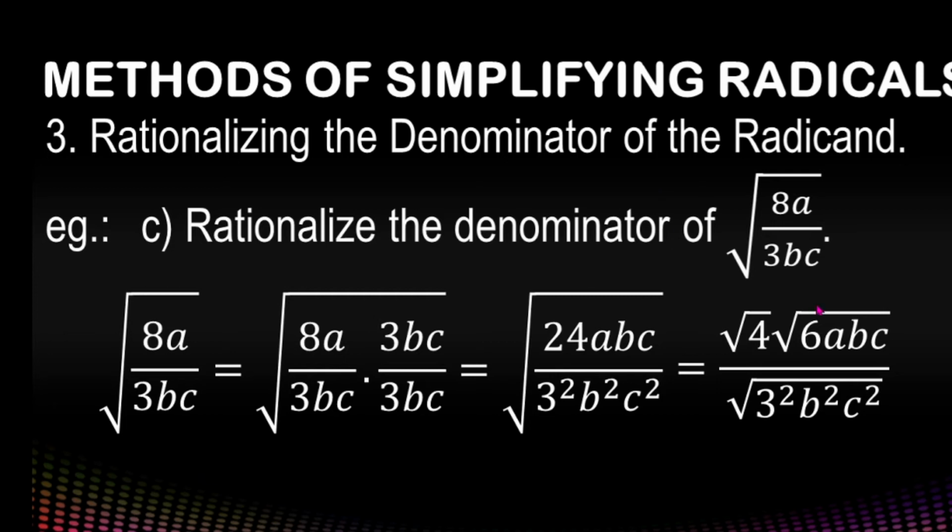The square root of 4 is 2, while the square root of 6abc is already in its simplest form, so we are just going to copy this. While the denominator, we simply cancel out the index as well as the exponent, since the exponent 2 is equal to the index. So therefore, we have 2 square root of 6abc over 3abc.